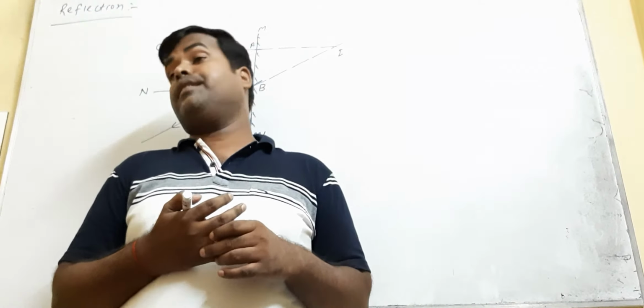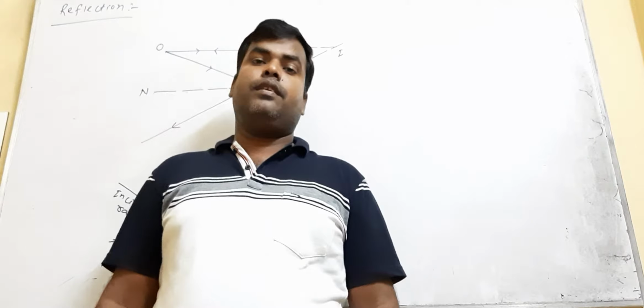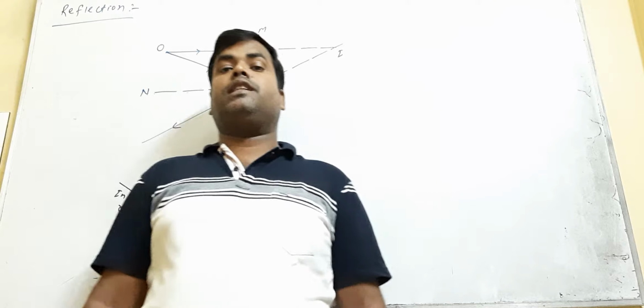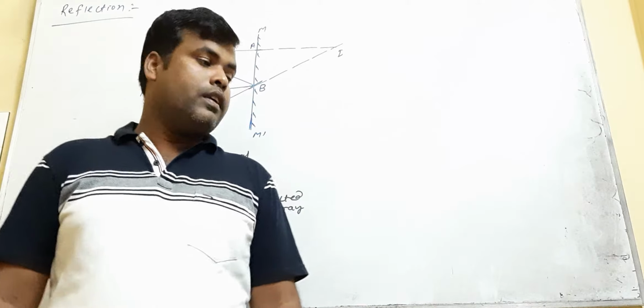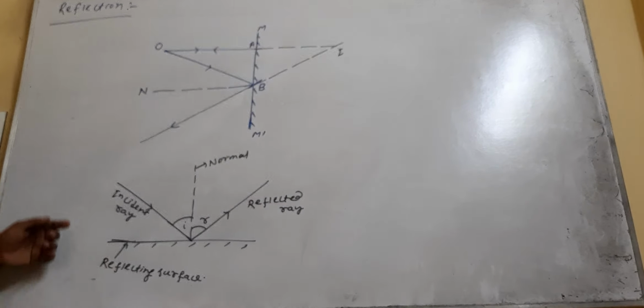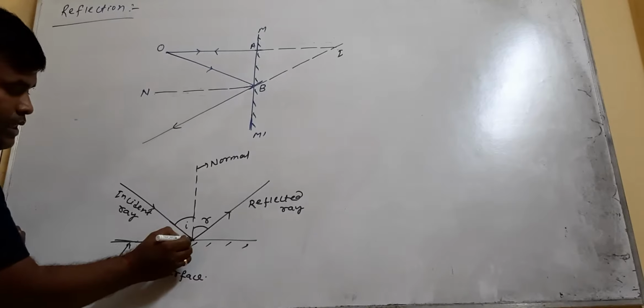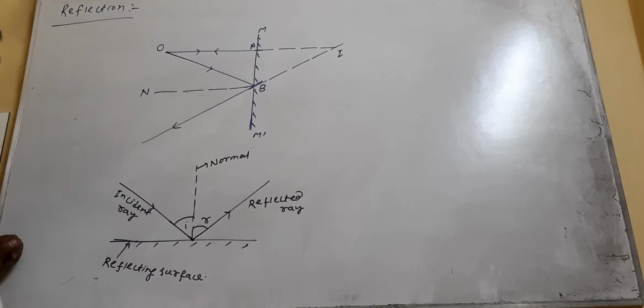Then what is reflection? Reflection, you remember, is a phenomenon in which a ray of light returns back into the same medium after striking a surface. So here you see it is incident light, and it is the reflecting surface. When it is incident on it, the light is reflected back or returns back into the same medium. So this phenomenon is called reflection.